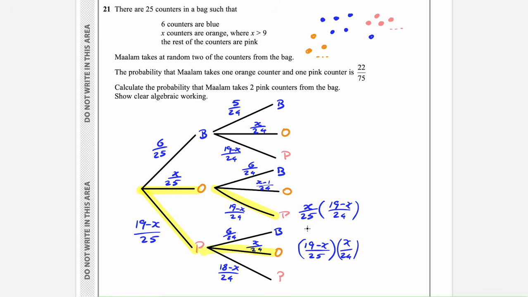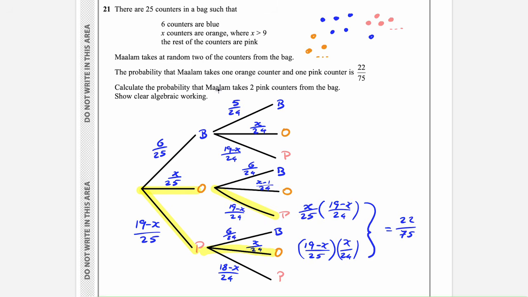Now look, these are actually the same thing, guys. You've x times 19 minus x in the numerator, x times 19 minus x in the numerator, and 25 times 24 on the denominator. So these are the same. So this plus this is equal to 22 over 75.